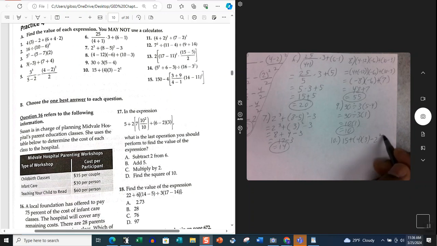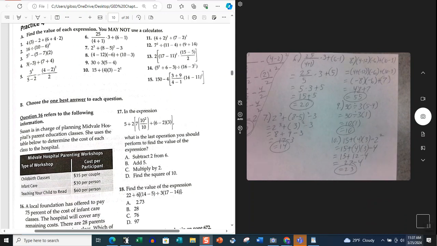We got an exponent. Now this 2, this squared is only connected to this 2, not the minus sign. So it'd be 15 plus 4 times 3 minus 4, because only 2 is squared, not the negative sign. Now, we're left with addition, multiplication, and subtraction. So we do multiplication. So we do 15 plus 4 times 3 is 12 minus 4. Now we have addition and subtraction, whichever one comes first from left to right. 15 plus 12 is 27 minus 4, which is 23.